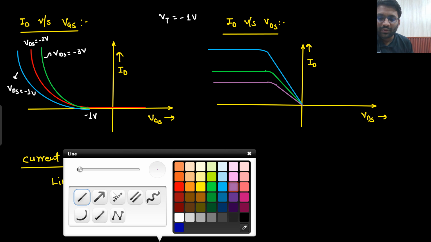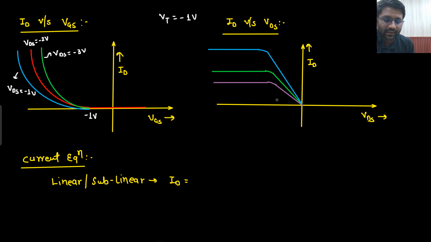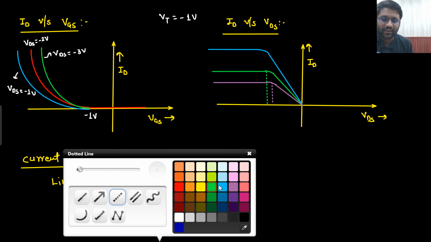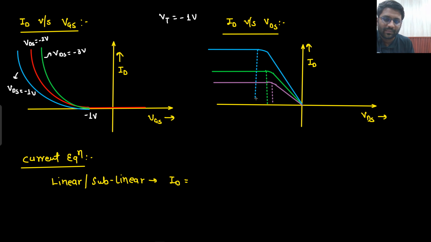Okay, so what will be these points? Like here this point would be the saturation. Let's just say I'm not able to make the graph in a better manner. Let's take this point. The graph is not looking that good, but still this is how we can show the saturation points.